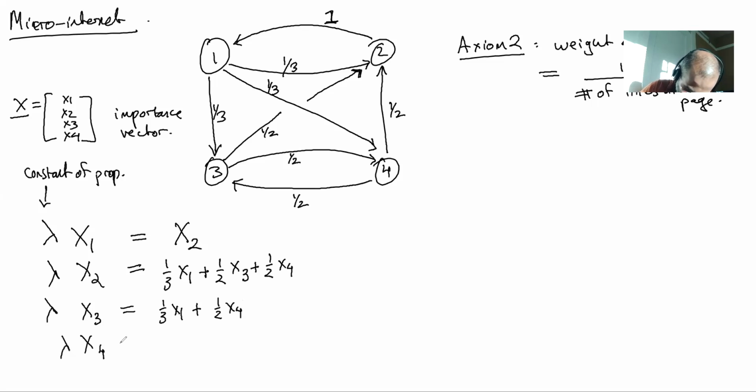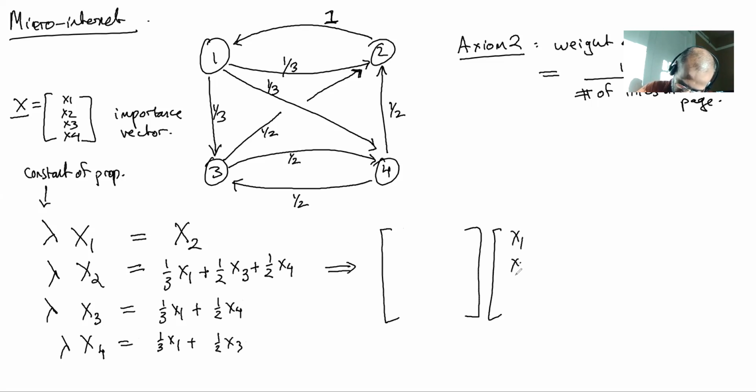And lambda x4 is equal to, I guess it only has 2. So it has a third times x1 plus a half times x3. So these are some equations. And the point is that this is just an eigenvector equation. Right? If you write these in a matrix, this is just an eigenvector equation.